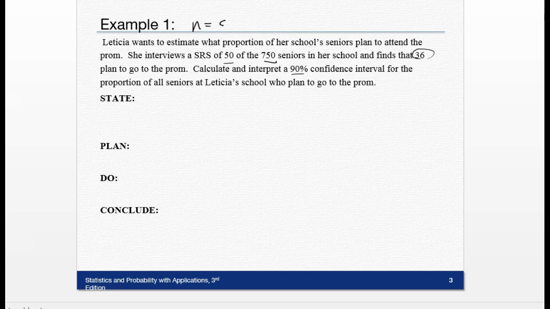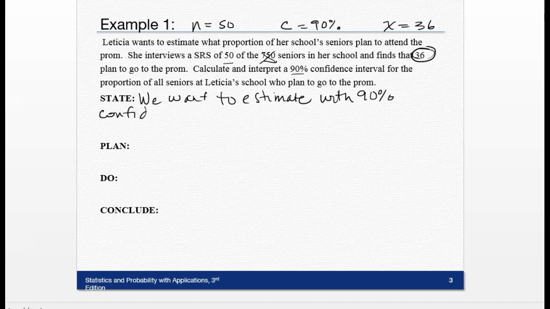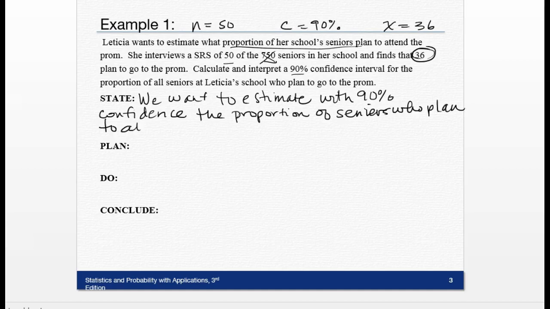Our sample size is 50. The X is the 36 that said they wanted to go to prom. 750 is the whole population. We don't need that. The confidence level is 90%. So remember, the first step is to state. We need to state what we're trying to do. Since we want to estimate with 90% confidence, what we're trying to estimate is the proportion of her school seniors who plan to attend. So we've identified what we're trying to do and what our confidence level is.